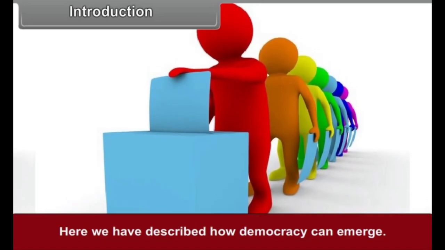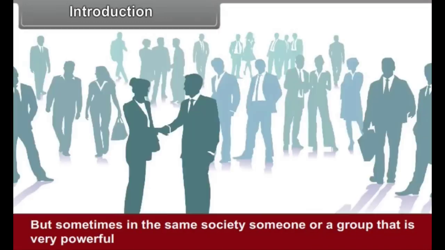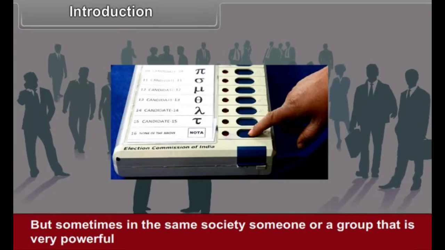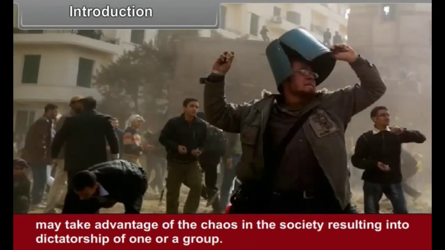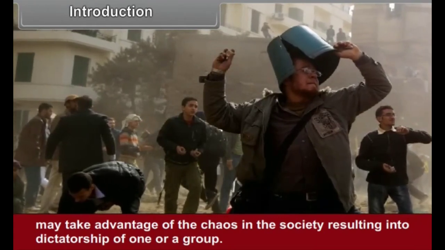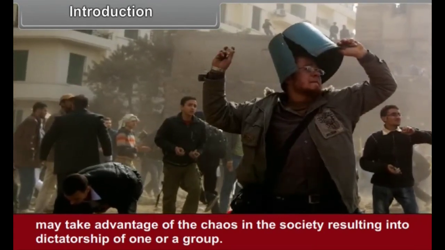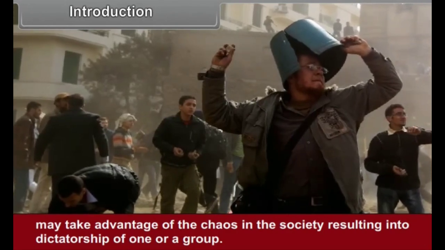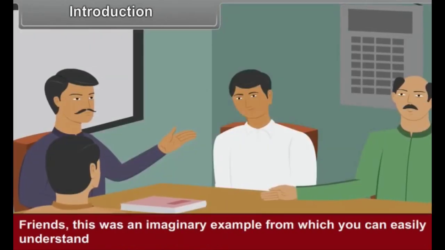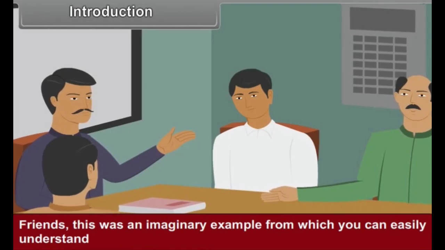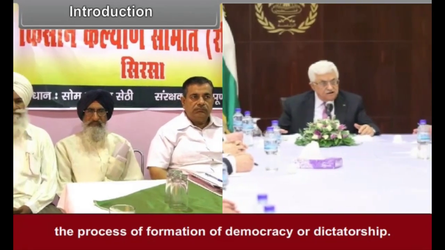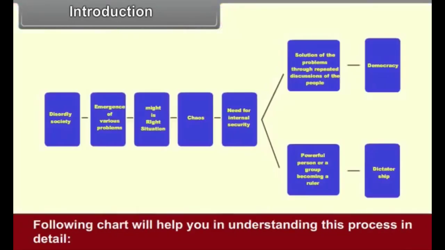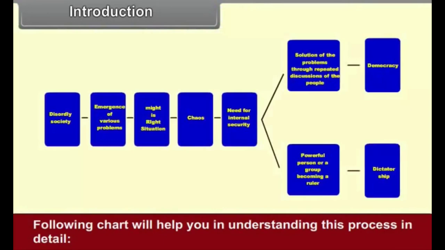Here we have described how democracy can emerge. But sometimes in the same society, someone or a group that is very powerful may take advantage of the chaos in the society, resulting in dictatorship of one or a group. Friends, this was an imaginary example from which you can easily understand the process of formation of democracy or dictatorship. The following chart will help you in understanding this process in detail.